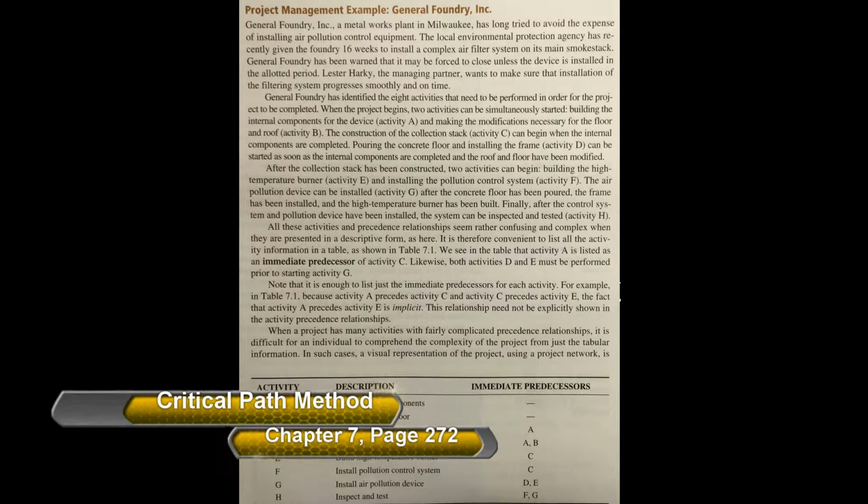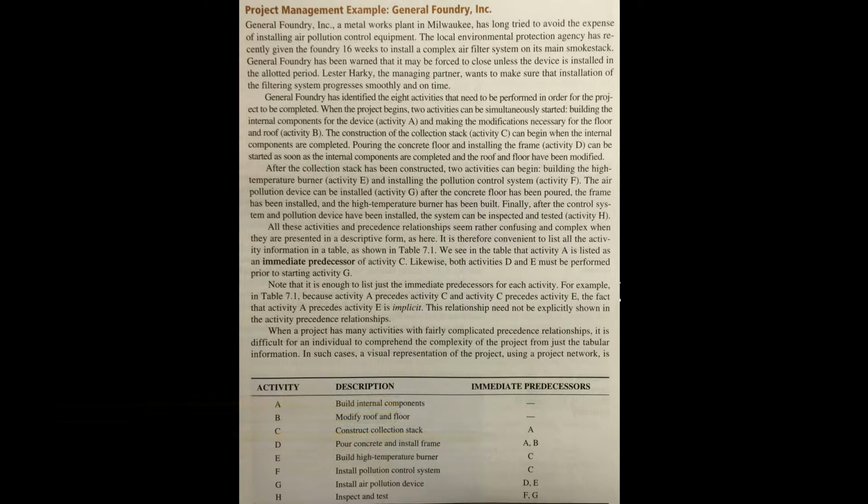General Foundry Incorporated, a metalworks plant in Milwaukee, has long tried to avoid the expense of installing air pollution control equipment. The local Environment Protection Agency has recently given the foundry 16 weeks to install a complex air filter system on its main smokestack. General Foundry has been warned that it may be forced to close unless the device is installed in the allotted period.